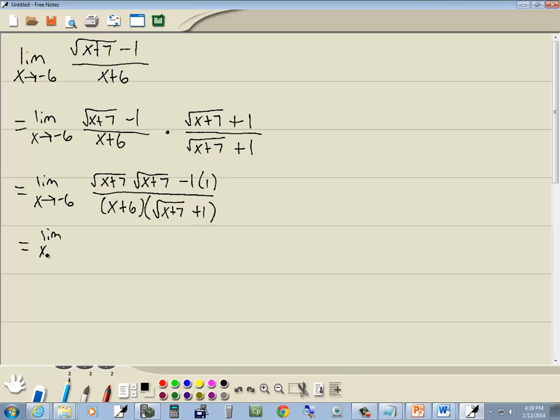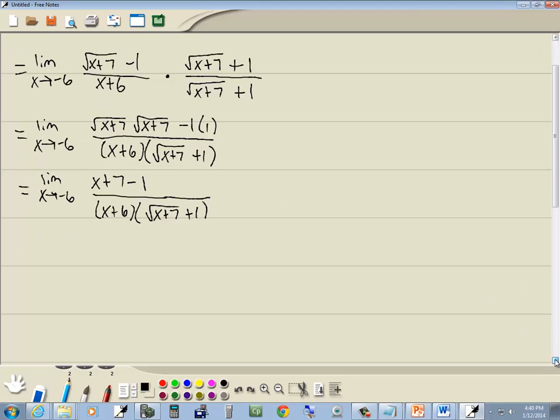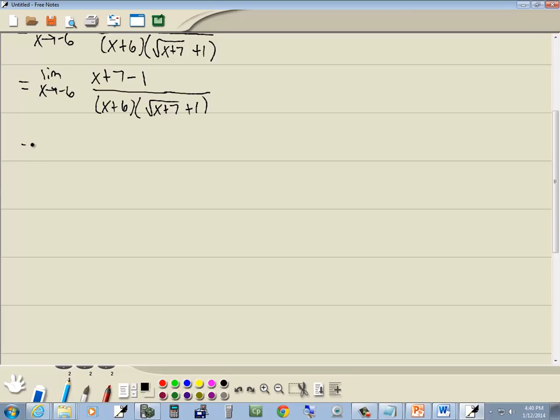So I've got the limit as x goes to -6. Square root of x plus 7 times square root of x plus 7 is x plus 7. Minus 1 times 1 is 1, over the bottom part. There we go. Then we've got the limit as x goes to -6. 7 minus 1 is 6, so we've got x plus 6 over the bottom part.